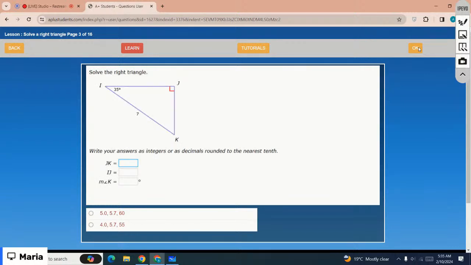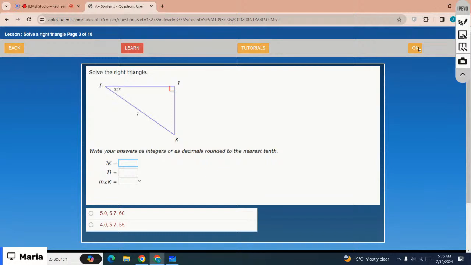Okay, solve the right triangle. Now you can solve and write the correct option in the chat box. I'm waiting for the answer from your side. Which is the correct option? Option number 2 is the correct option, right?